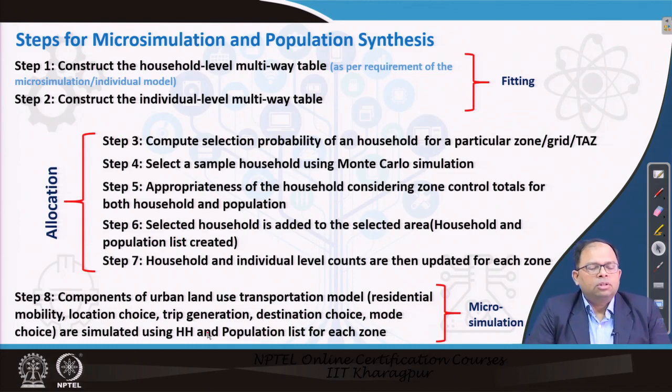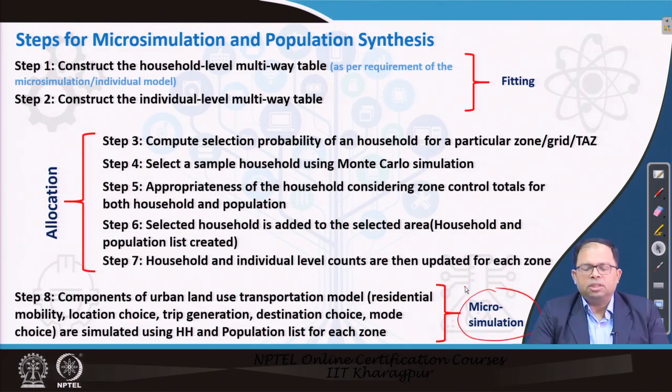So, the different steps in microsimulation and population synthesis: there are different methods to do that. If we take a look at the different methods and try to summarize the entire process of microsimulation and population synthesis, then we can divide it into three parts. The first part could be called fitting, the second part could be called allocation, and the third part is of course the microsimulation part.